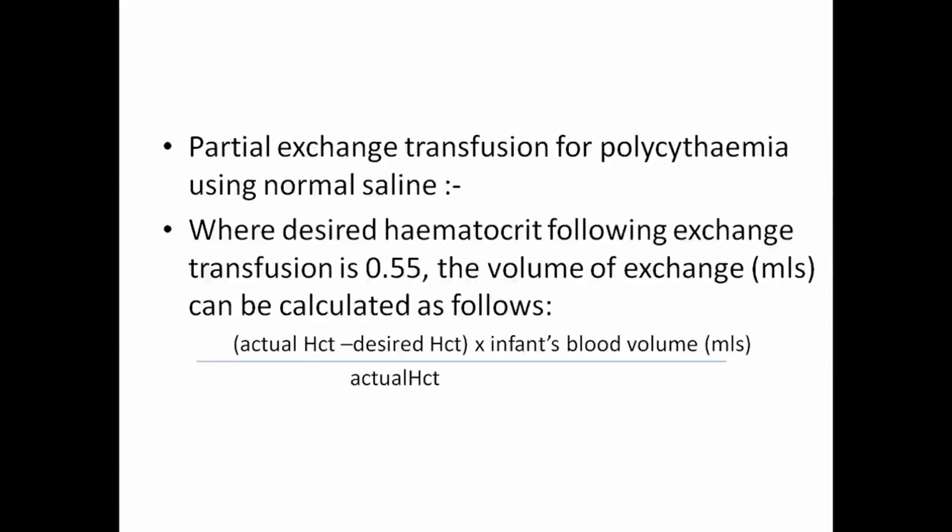Partial exchange transfusion for polycythemia means using normal saline. When the desired hematocrit following exchange transfusion is 0.55, the volume of exchange, that means in ml, is calculated by actual hematocrit minus desired hematocrit, multiplied by the infant's blood volume, divided by actual hematocrit.